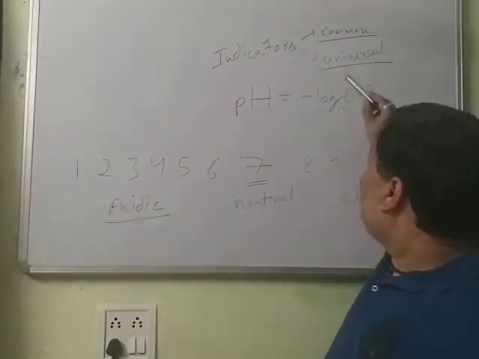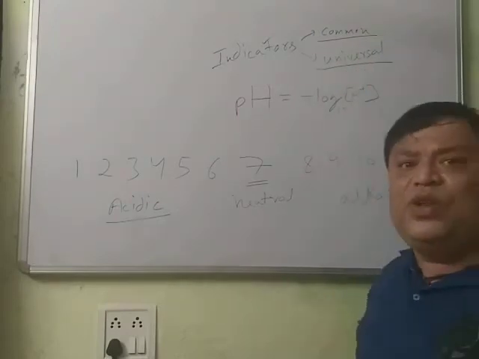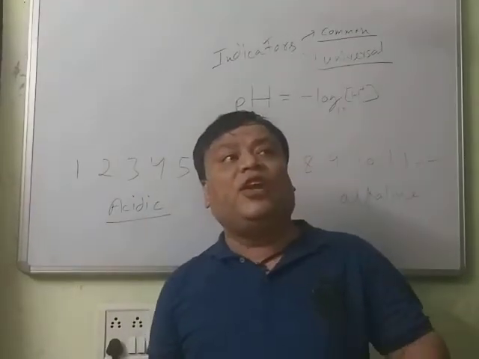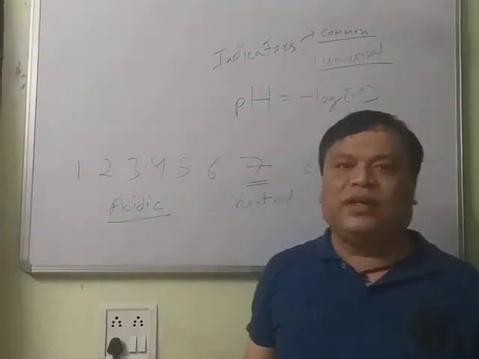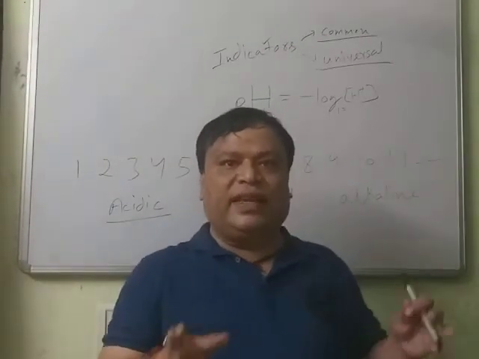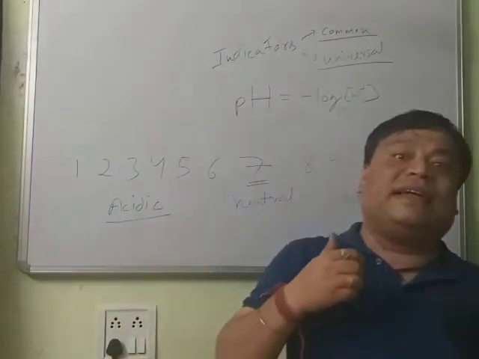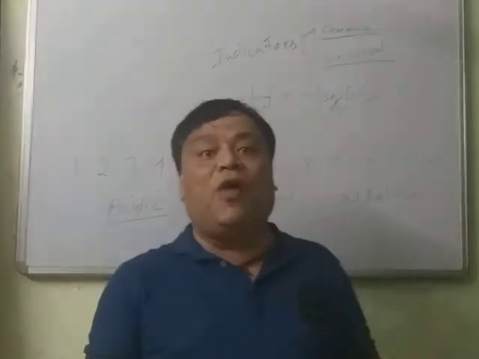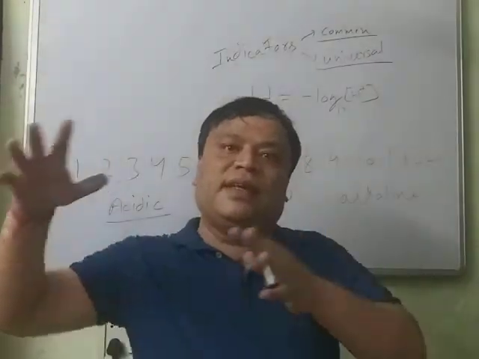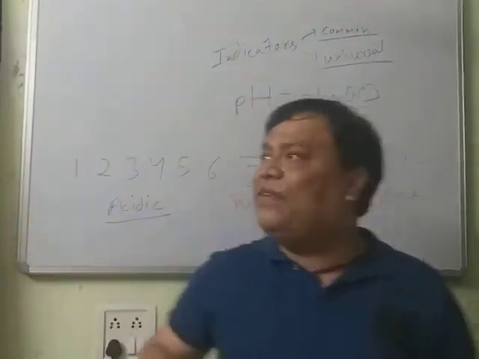Now, what about universal indicator? Universal indicator can tell you a bit more. They tell you whether a thing is acidic or alkaline, or shall I say basic, but at the same time they also tell you how much a thing is acidic or how much a thing is basic. For that we can use a pH scale.